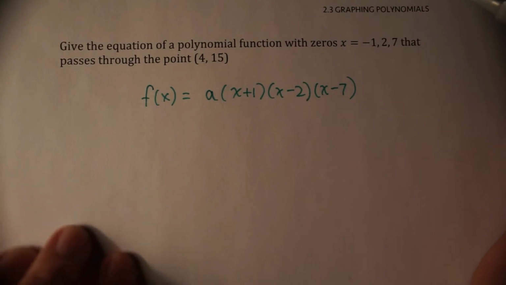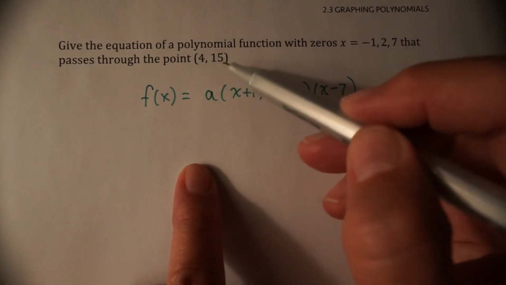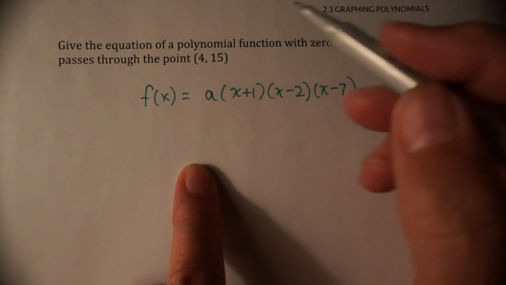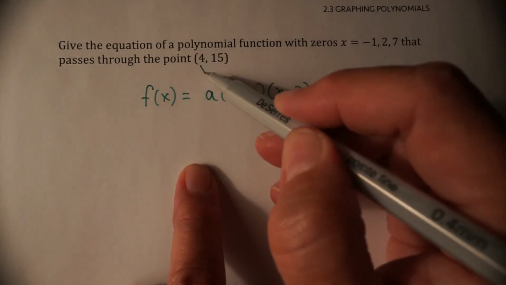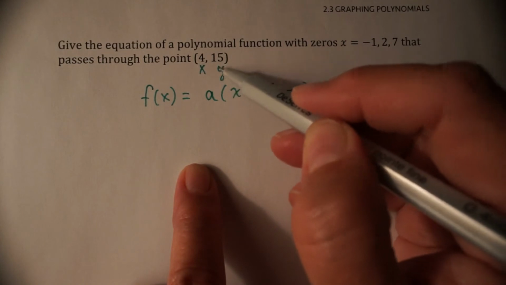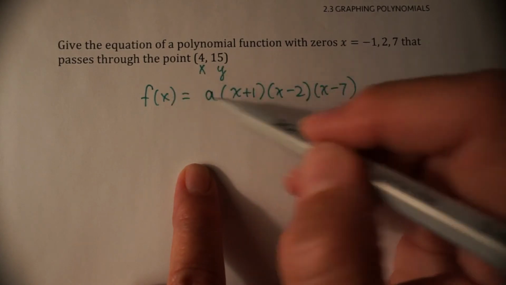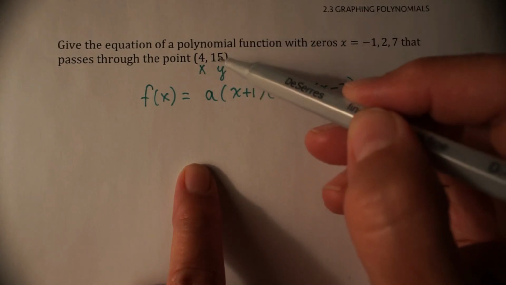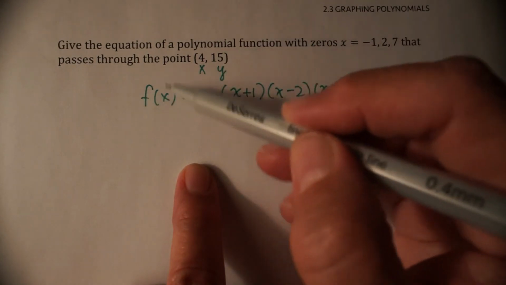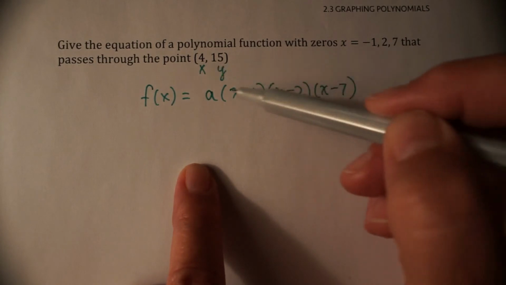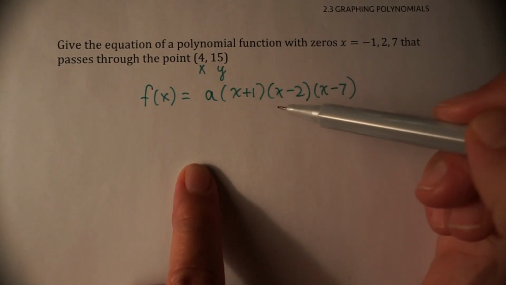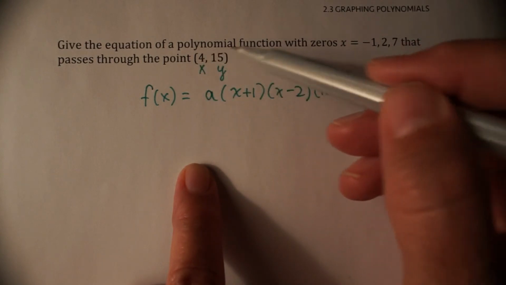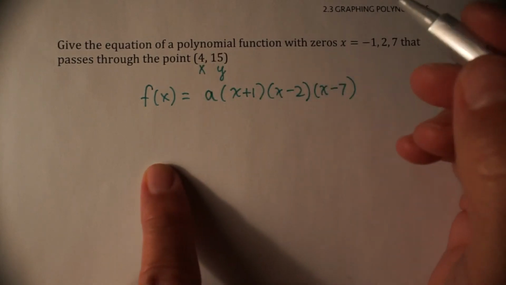And then I can use the point. Anytime they tell me a point is on a graph, it could be a polynomial or any other function, that means that the x and y value from the point must fit in here and make the equation work. So I could substitute in 15 for my y, which of course is the f of x, and 4 for my x, and that would only leave the a, and I could solve to get the proper a value to make that (4, 15) be a point on this graph. So that's what I'm going to do.